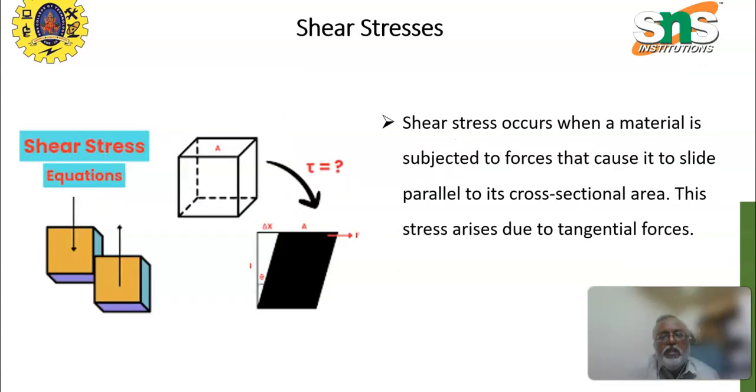Shear stress. Shear stress occurs when a material is subjected to forces that cause it to slide parallel to its cross-sectional area. This stress arises due to tangential forces. So because of the tangential forces, shear stresses are developed. Shear stresses are important stresses which occur when a material is subjected to forces that cause it to slide parallel to its cross-sectional area.